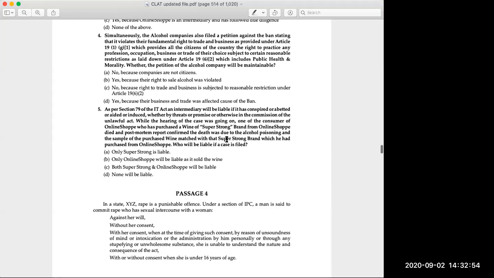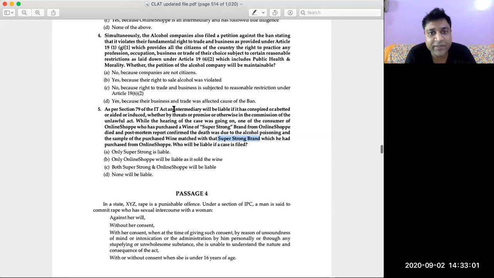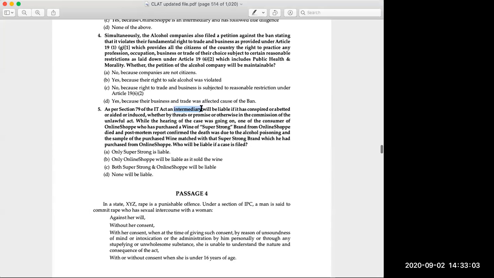That is right. But then the online Shopee again, because it's an intermediary. Yes, sir. It is written in the passage that the sale of alcohol online is against the provision of public law and is prohibited.